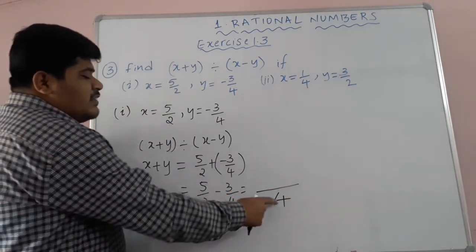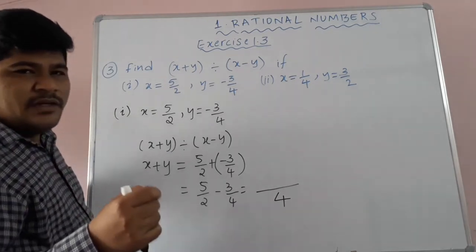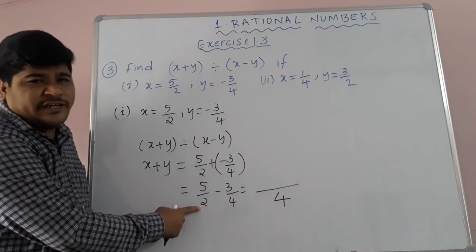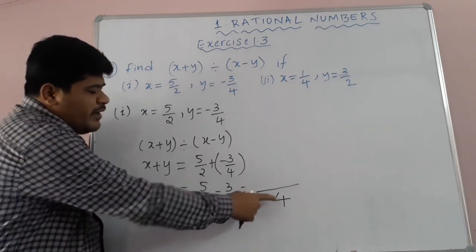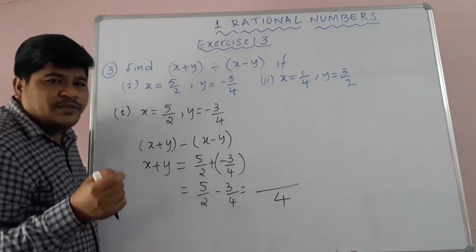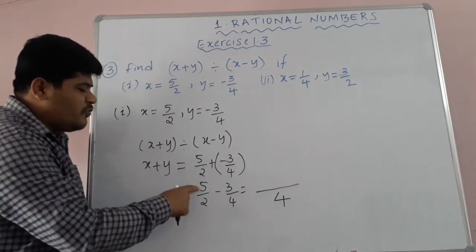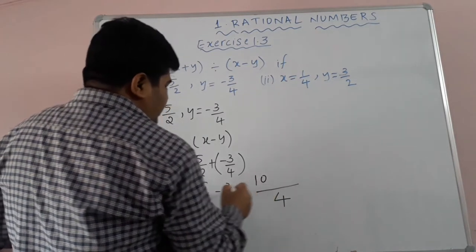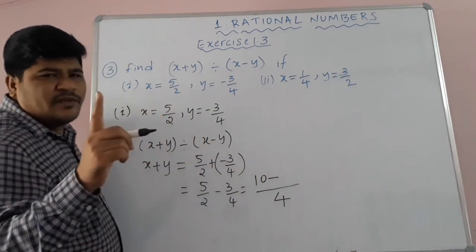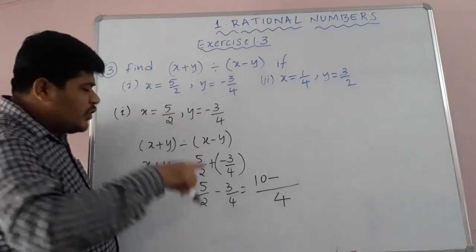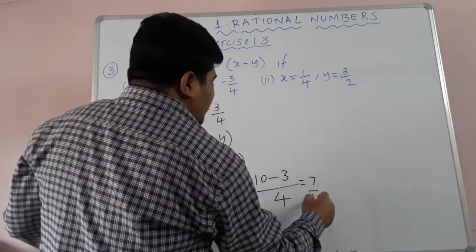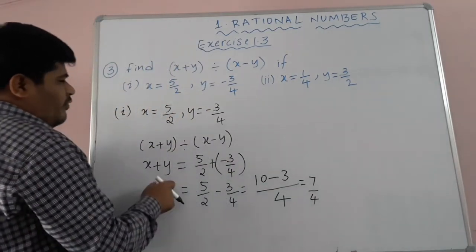Now this LCM should be divided by the denominator of the first fraction. So divide 4 by 2. 2 twos are 4, so the quotient is 2. That quotient times numerator 5: 2 fives are 10. In between there is a minus symbol, so keep it as it is. 4 ones are 4, so 1 is the quotient. That 1 times numerator 3 is 3. So 10 minus 3 by 4 is 7 by 4. Now we got the value of x plus y.